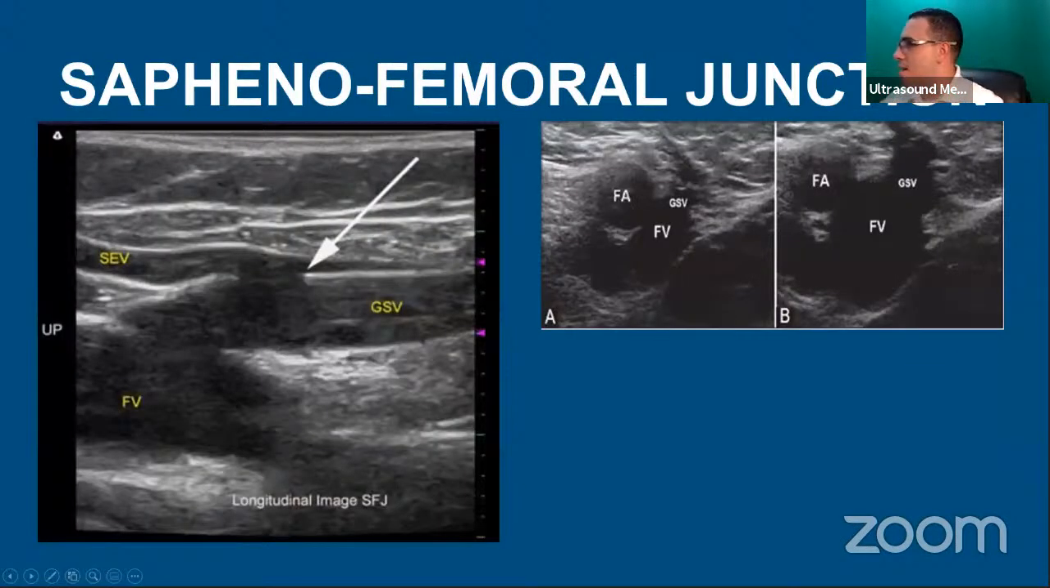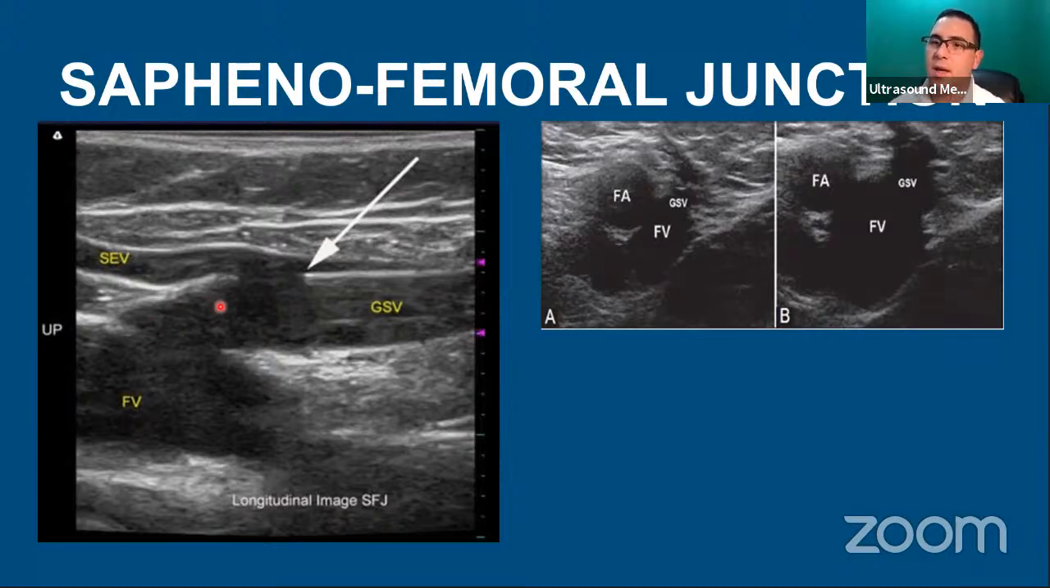Okay, so remember what I said before, the great saphenous vein is just going to drain into the common femoral vein, which is this one right here. And here we have the superficial epigastric vein. So the flow is just going to come this way, and this vein is just going to drain into the saphenofemoral junction. That's what we call this section in here.